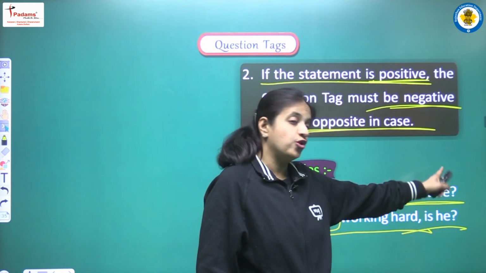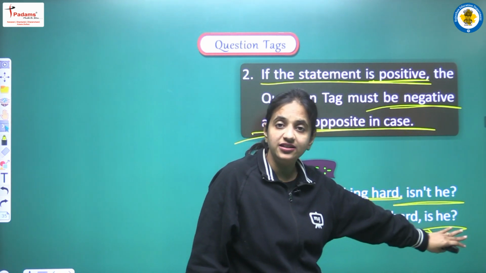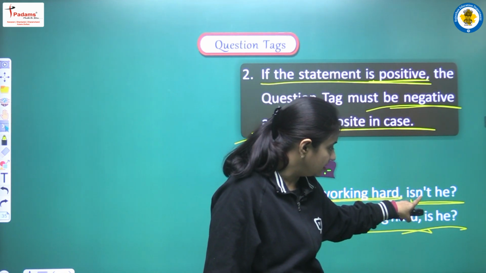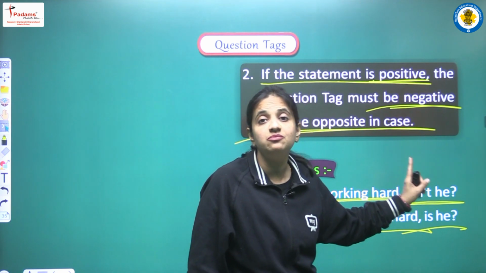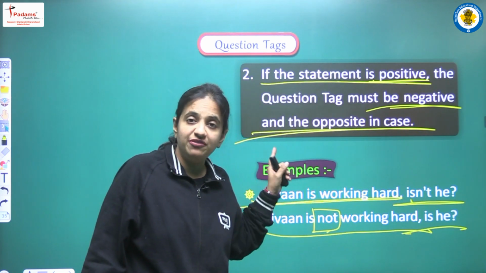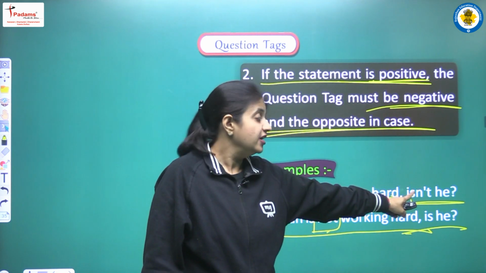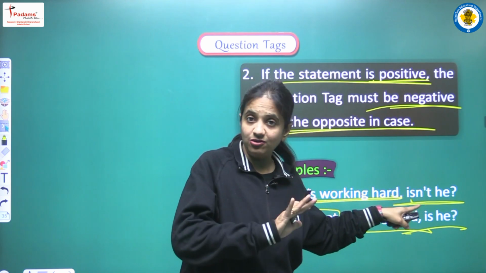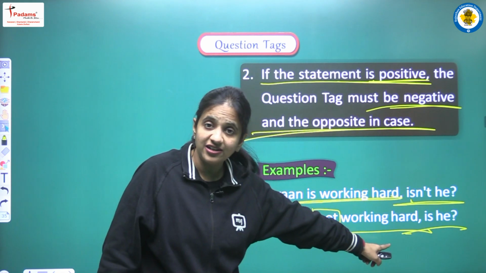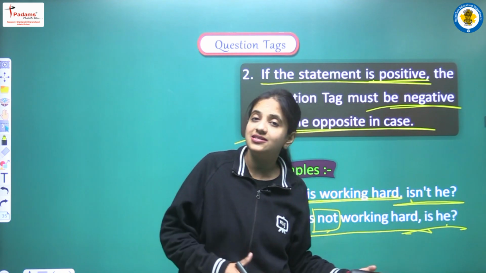So what is the change? Pronoun will be same. We are having Vivan as a masculine noun. So for that we are using he. Helping verb, or we can say auxiliary verb, we are using is. But in the first example, we are having is plus not, and in the second example we are having only is. Why? I hope now the difference is clear to you all. According to the rule, if the sentence is positive, we have to make a negative question tag, like we are having here isn't he. But if the sentence is already in a negative form, then the question tag will be positive, like we are having here is he.